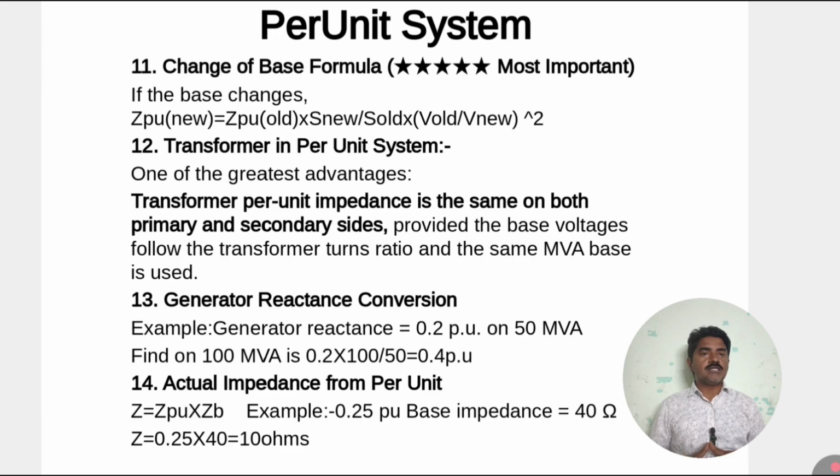Next, in a transformer the per unit impedance is the same on both sides, primary side and secondary side. Here the base voltage is selected based upon the transformer turns ratio. The base MVA is the same for both primary and secondary side. Next, third, generator reactance conversion. For example, generator reactance is 0.2 per unit on 50 MVA.